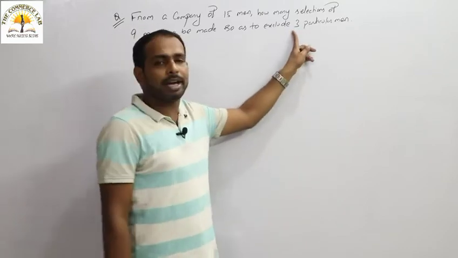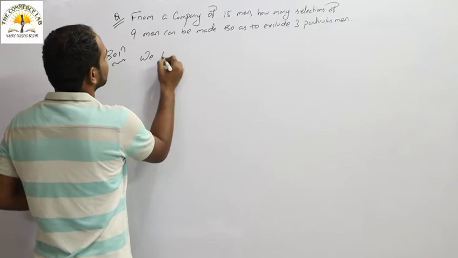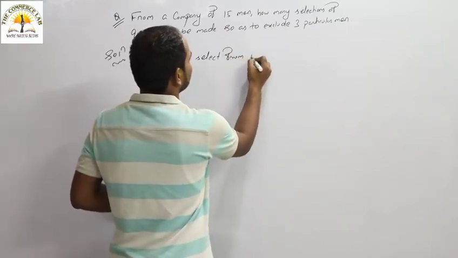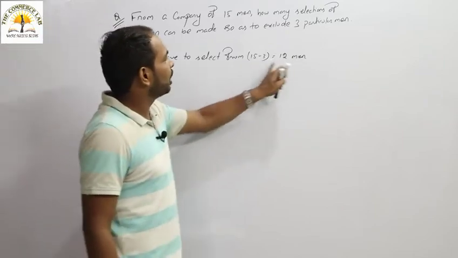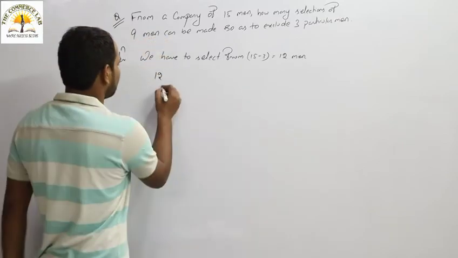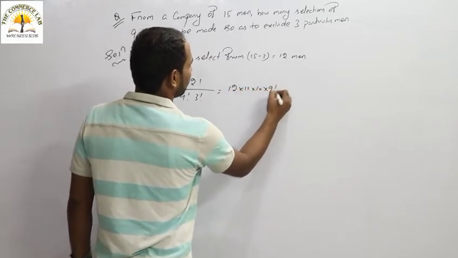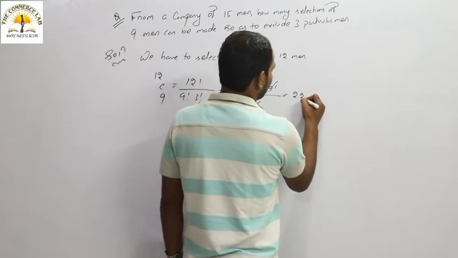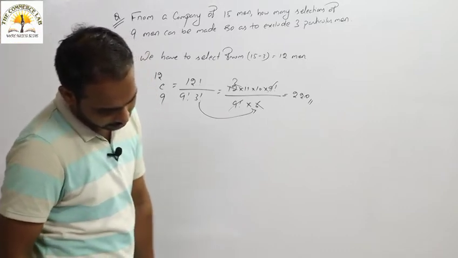That means these three particular men cannot be selected. So we have to select from 12 men, since the three particular men are excluded. From 12 men, a selection of 9 men can be made. That means 12C9, which is 12 factorial by 9 factorial into 3 factorial, that is 12 into 11 into 10 into 9 factorial by 9 factorial multiplied by 6. 9 factorial cancelled, and the result is 220 ways. Right? Then come for the next part.